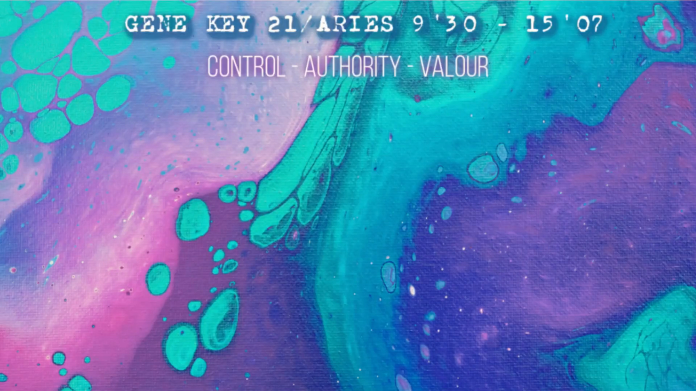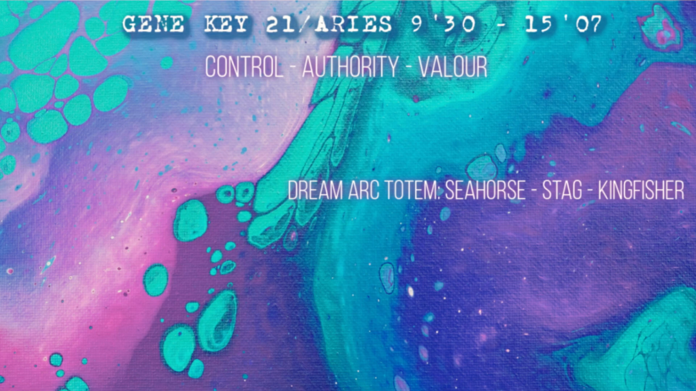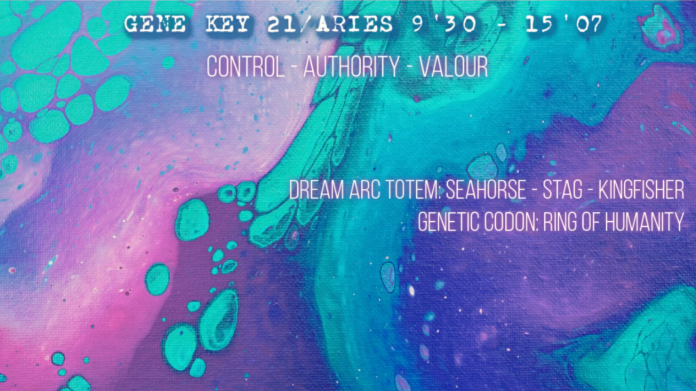The 21st gene key moves from 9 degrees 30 minutes of Aries to 15 degrees 7 minutes of Aries. And it moves from the shadow of control to the gift of authority to the siddhi of valor, a noble life. And the dream arc vision key bird is, of course, the Kingfisher. The life key animal is the stag, and the fear key animal and the shadow frequency is the seahorse. In the codon ring, this gene key is located in the ring of humanity and is associated with the amino acid arginine. I'm not sure if I pronounced that correctly.